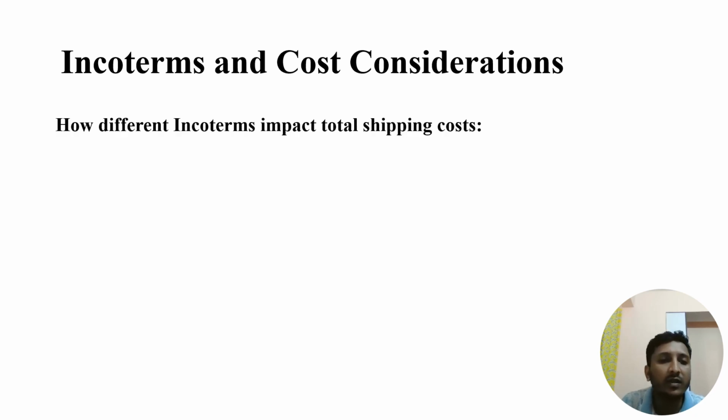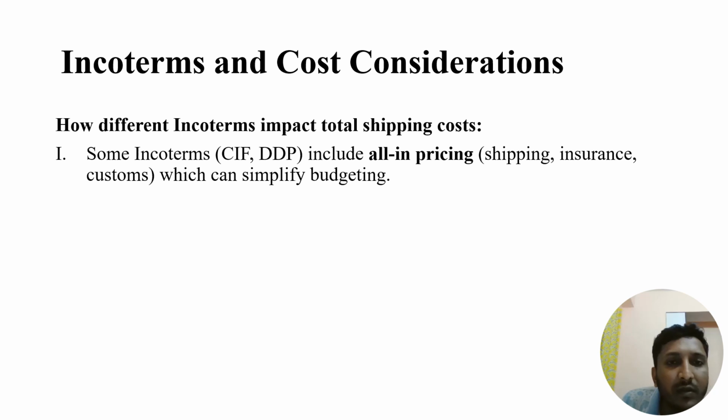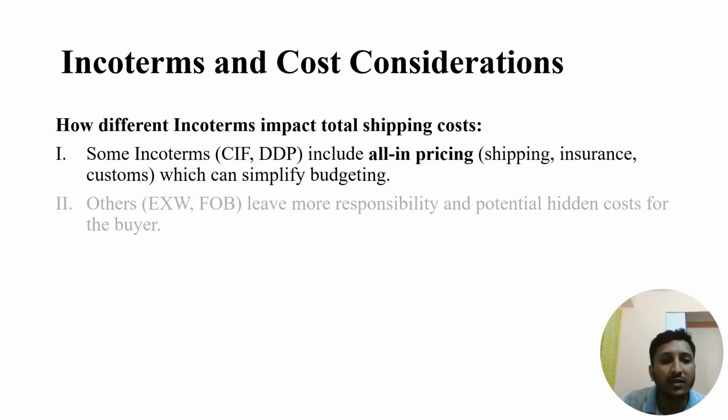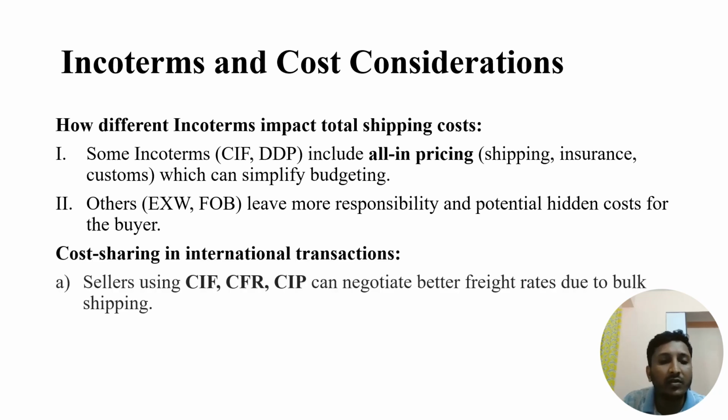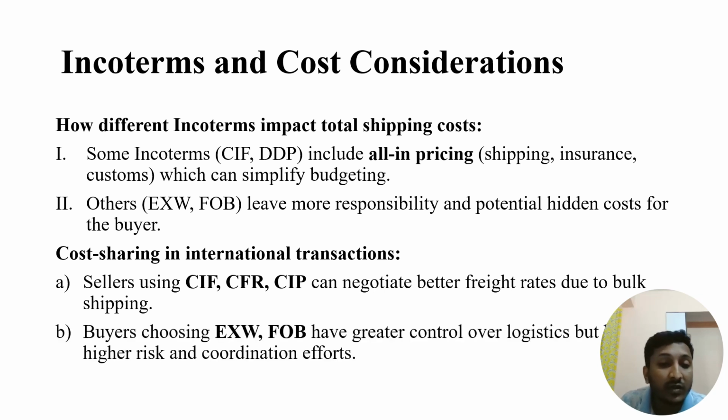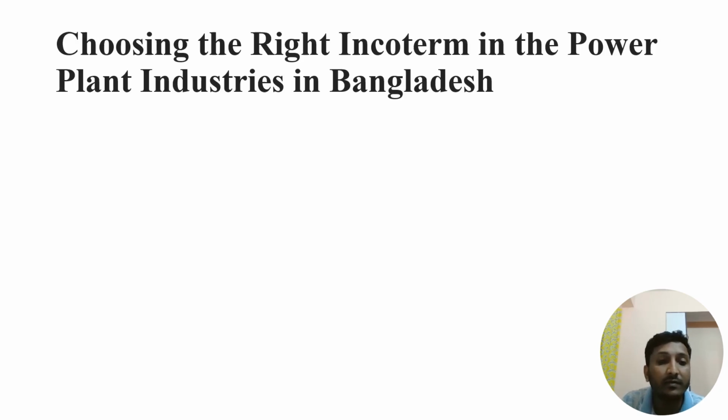Incoterms and cost estimate: how different Incoterms impact the total shipping cost. Some Incoterms, like CIF and DDP, cover all pricing and shipping, while others like EXW and FOB involve cost sharing. With CIF and CIP the seller handles more. Buyers choosing EXW and FOB have greater control over the logistics, but also higher risk and more coordination effort.